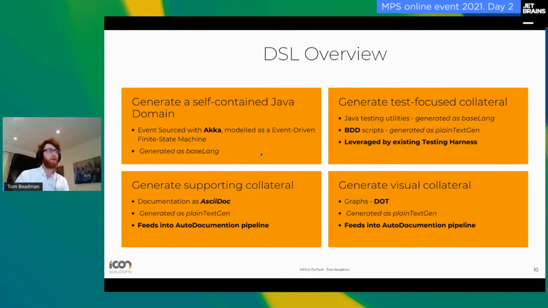And then in addition to that, we generate documentation in the form of AsciiDoc to help expose some of the concepts in the DSL, which feeds into a documentation pipeline, and also the visual collateral as well. We knew that we were moving from a visual-first, visual model to code process to something more traditional by defining with a DSL, but we still wanted that visual element as well. And so we generate graph representations as dot, and they get published as well. So that's where we're aiming for and what we've ended up with, which I'll be able to show as part of the demo.